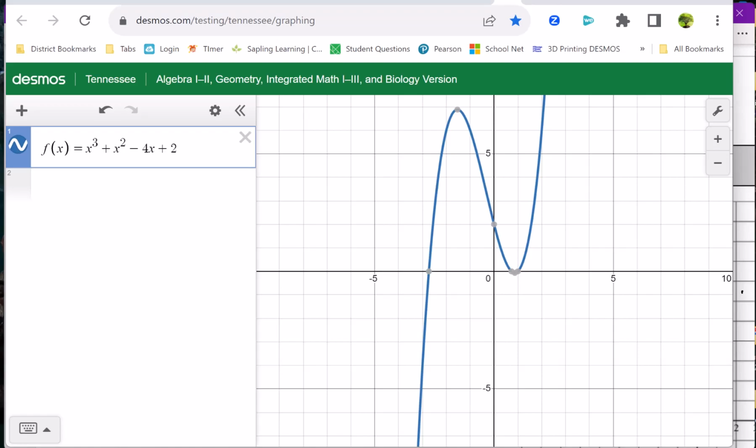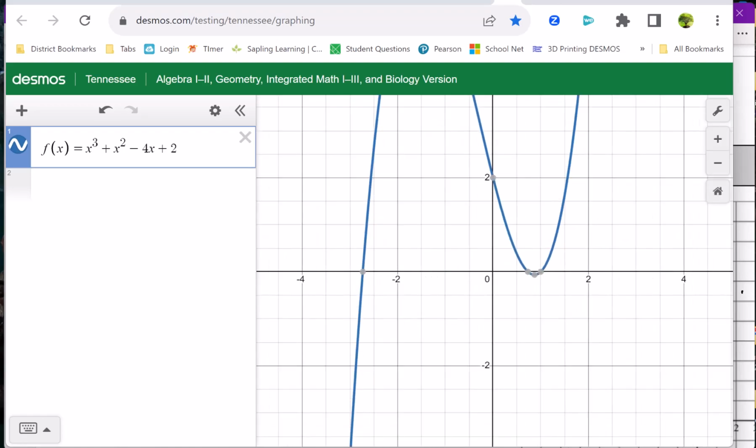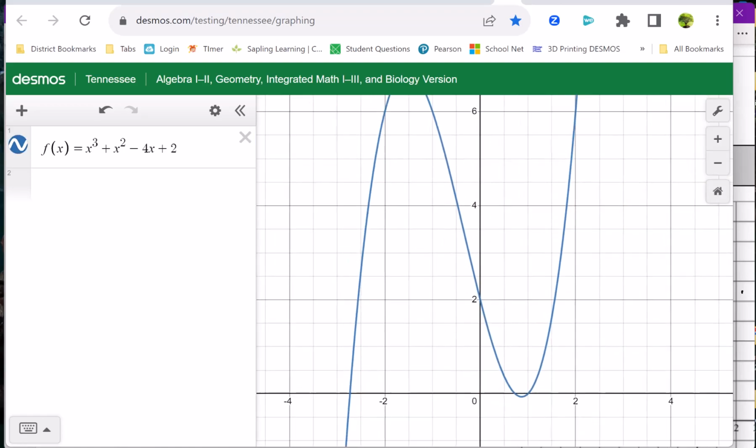I need to get the zeros and the end behavior, the intercept, the maxes and the mins, and all of these things. So I need to zoom in, and if you look right here, there's a lot of stuff going on in this little section. So go ahead and pop open your Desmos, make sure it's in the Tennessee State testing app, and graph it. And I want you to see if you can find all of these key features as well.